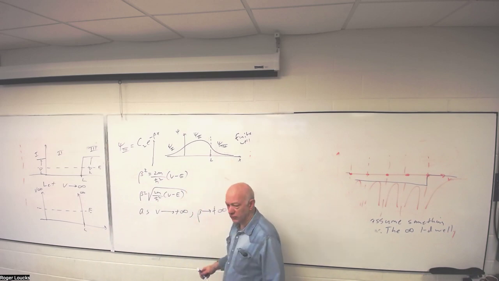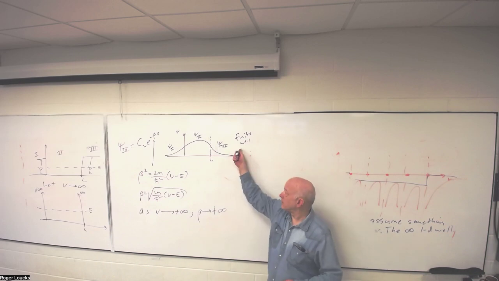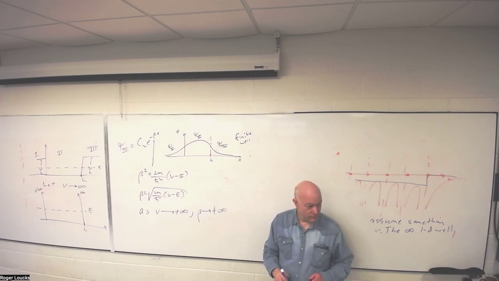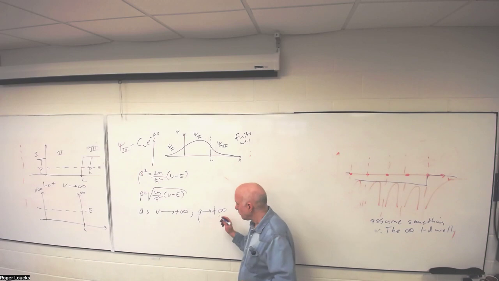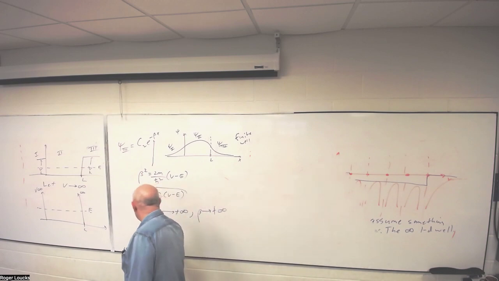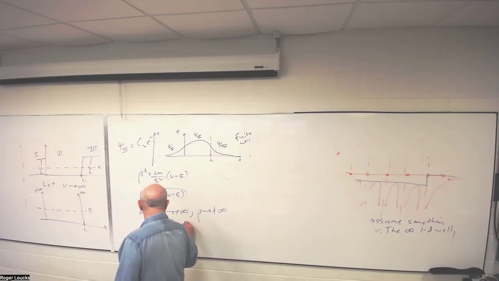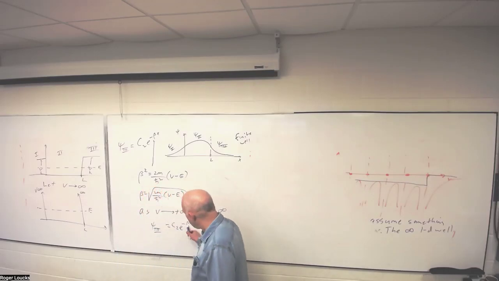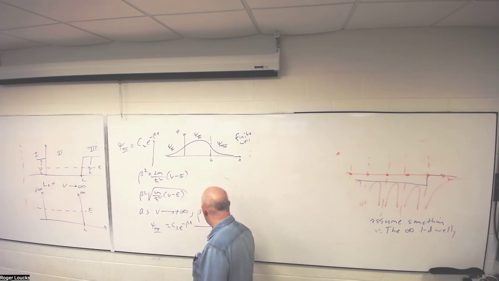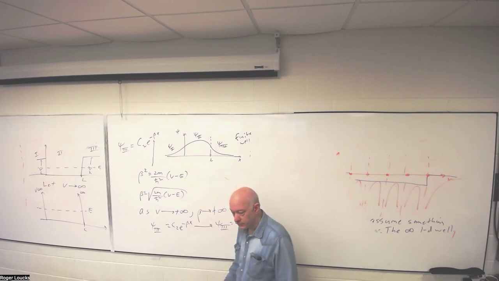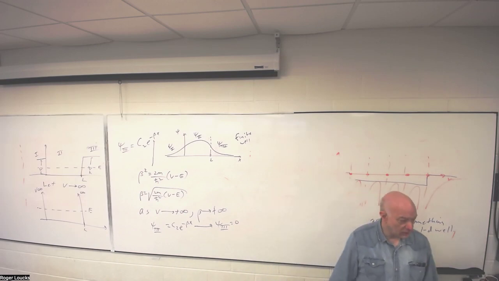Hey, what happens to my region psi 3 then? It shrinks down, it goes to 0. So what that means is that my psi 3, which is this, with beta going off to infinity, goes to psi 3 equals 0. That's kind of neat.